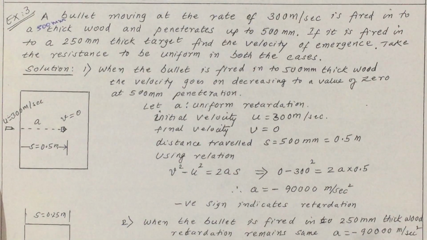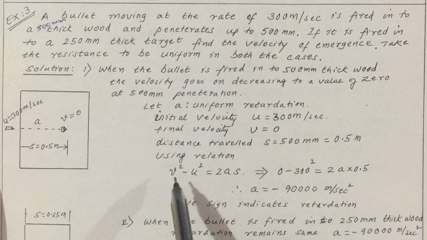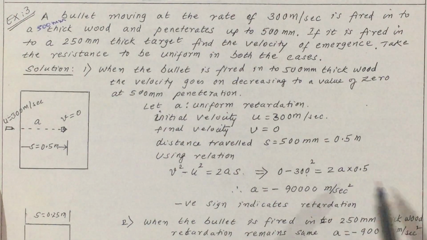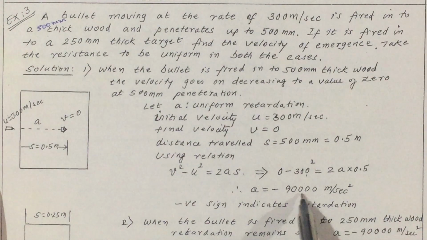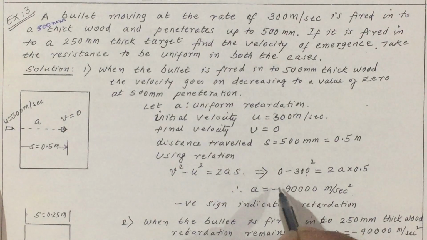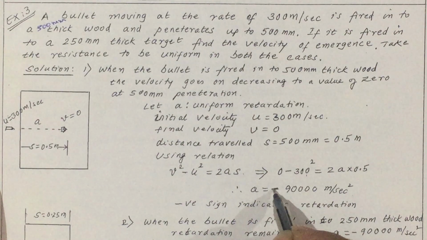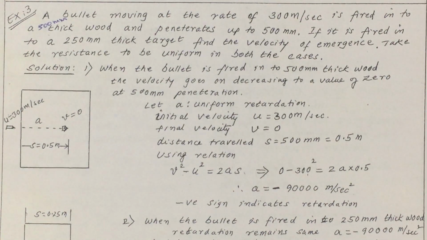Using the relation v square minus u square is equal to 2as, substitute the values, then you are going to get a is equal to minus 90,000 meter per second square. You may wonder why we got negative sign. The negative sign indicates retardation, nothing but it is decreasing. If it is increasing, you are going to get positive value.